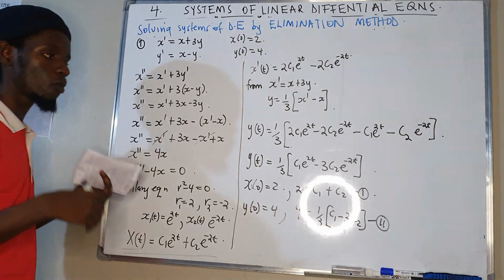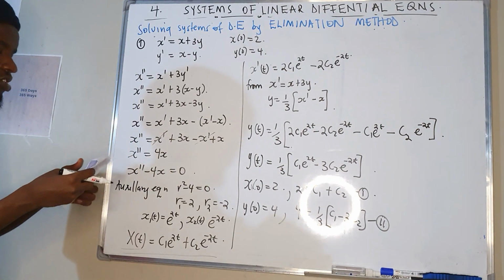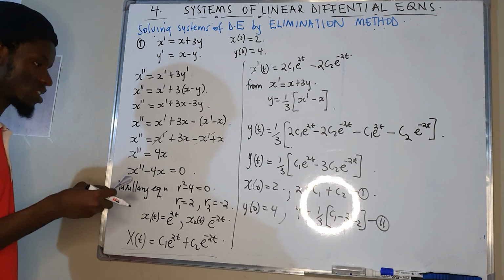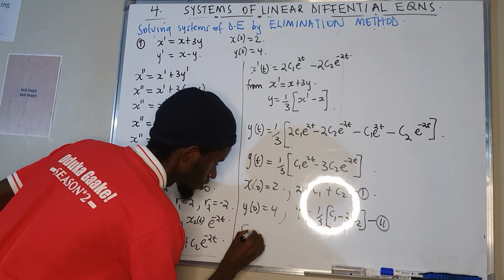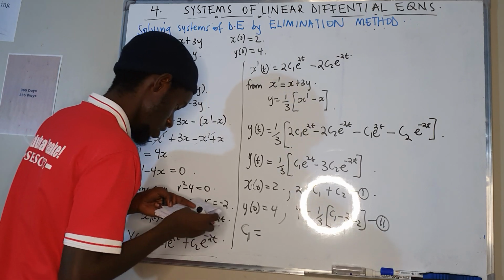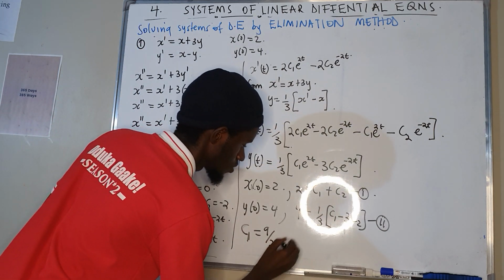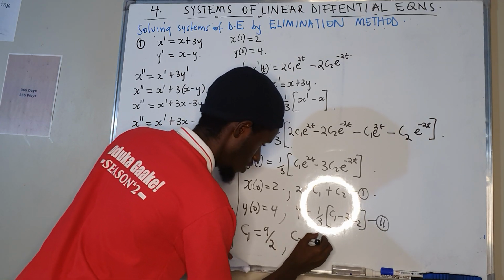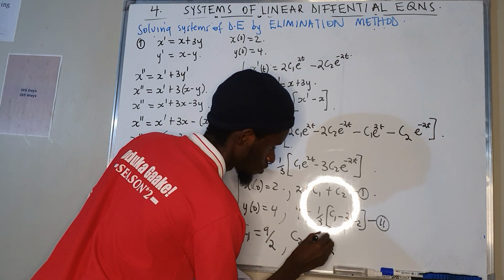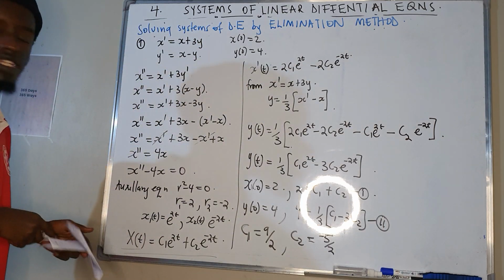You solve them anyhow you want. You may press the calculator, you may do elimination, you may do substitution, any formula you use, you get the answers. For my calculator, I got that my c1 equals 9 over 2, and then my c2 equals negative 5 over 2. Then I can easily write my solutions now without the t in them.